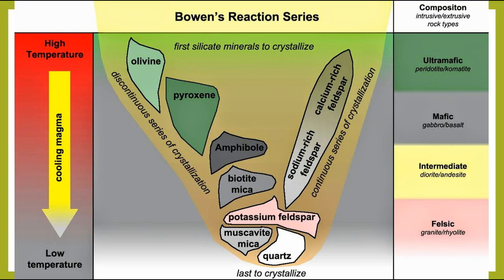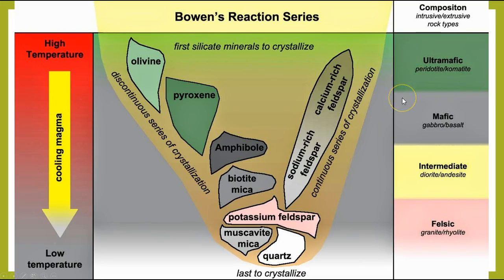This is a diagram that shows you at what temperatures which minerals first precipitate into crystals out of a melt. So if we have a look at this diagram here, the first silicate minerals to crystallize are olivine and calcium-rich feldspar. Now these create what's called an ultramafic composition.